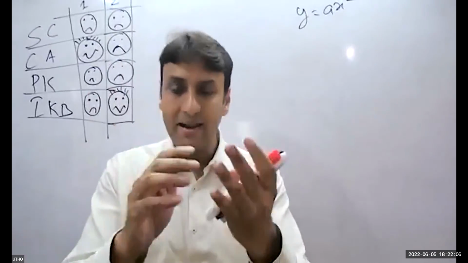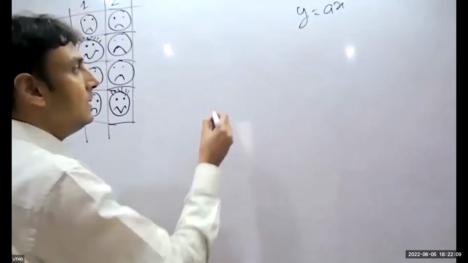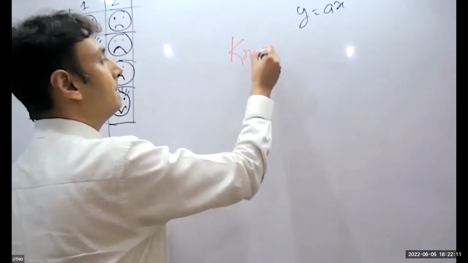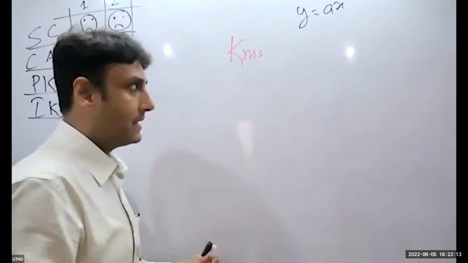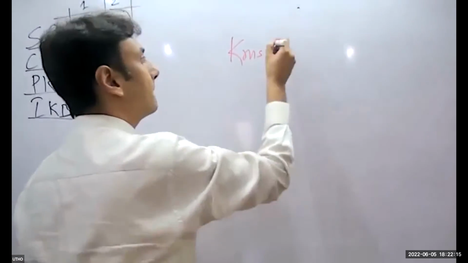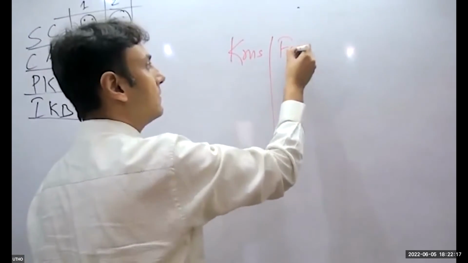For example, let's try and understand. अब मैं kilometers पे आ रहा हूँ. We all do Ola and Uber booking. So, a hypothetical example. Let's say we take kilometers and we take fares.